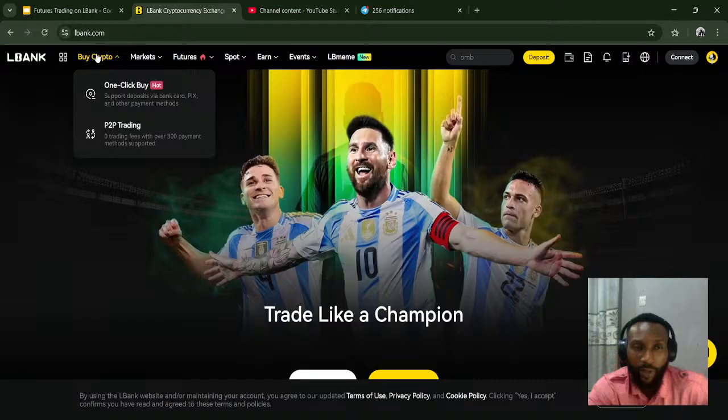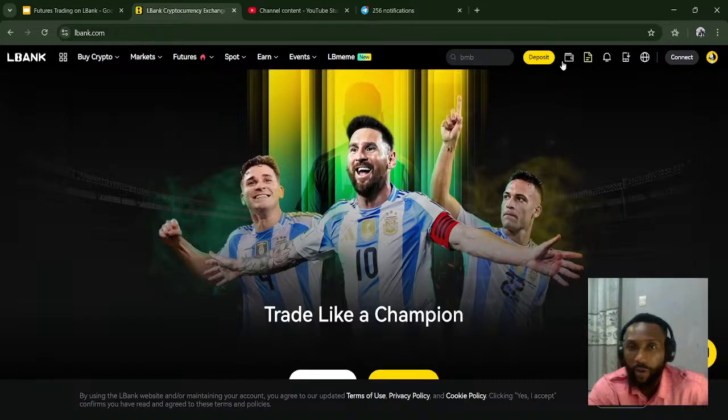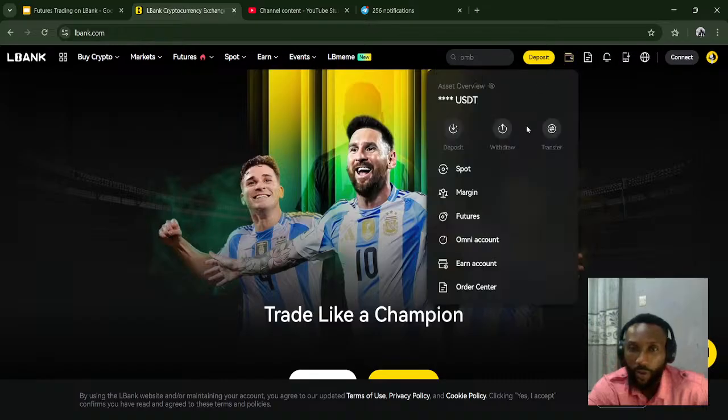So this is where you come to this section. You want to buy and deposit. You deposit crypto into your spot wallet, onto your account. Or you can just click on deposit here. See, all right, spot, margin, futures, and so on. You have different options.